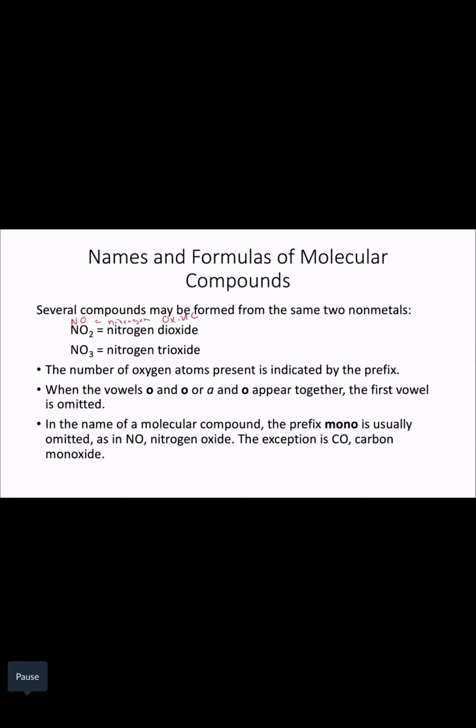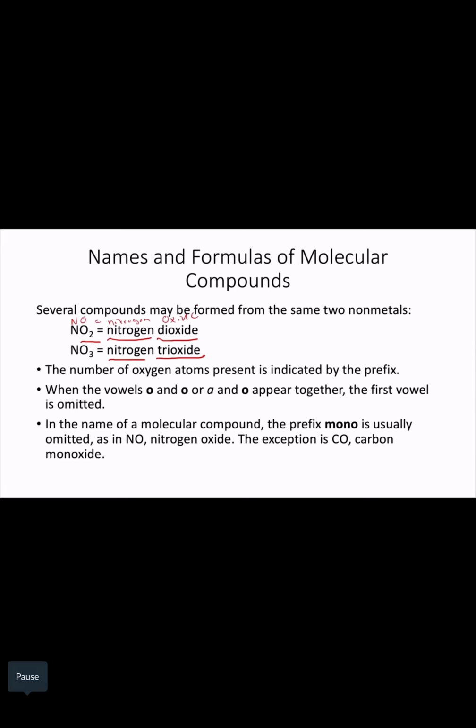So what do we do here? We're going to put the nitrogen and we're going to put the dioxide. And believe it or not, nitrogen can bind to three oxygens, so we're going to have nitrogen trioxide. That's why we have to add the prefixes, so we can let the reader know which one it is. Because if we write nitrogen oxide without the prefixes, then we have three possibilities we're going to be dealing with.